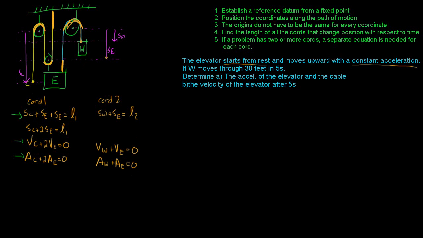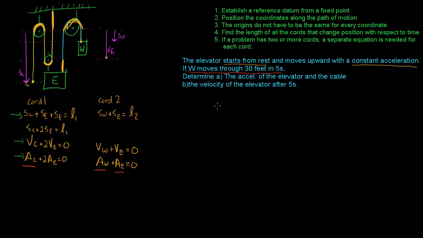Now we have three different unknowns here. We have an acceleration of point C, we have an acceleration of W, and we have an acceleration of E. So let's use other pieces of information in this problem to try to figure out one of these accelerations. And just so happens we have some information on W. So W moves 30 feet in 5 seconds.